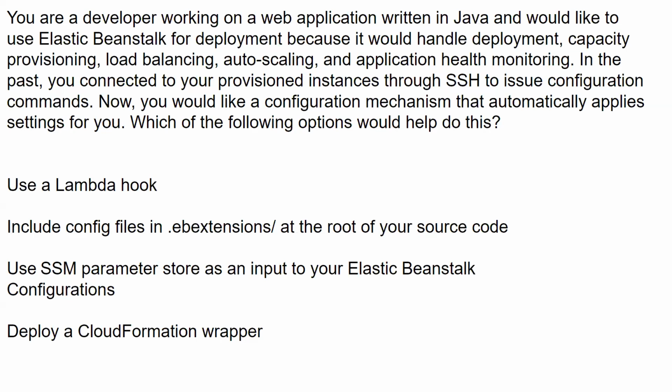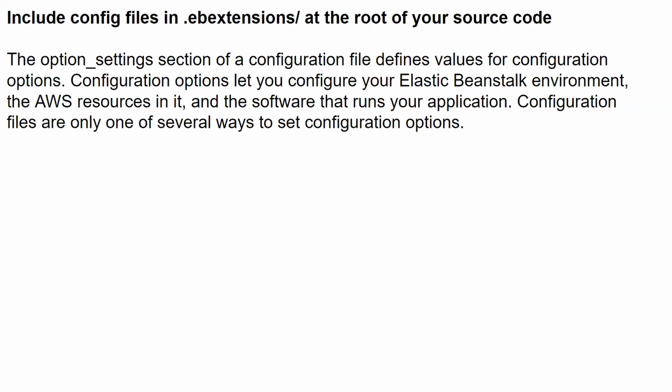Use a Lambda hook, include config files and EB extensions at the root of your source code. Use SSM Parameter Store as an input to your Beanstalk configurations to deploy a CloudFormation wrapper. Okay, include config files at the root of your source code. The option settings section of a config defines values for configuration. Configuration options lets you configure.